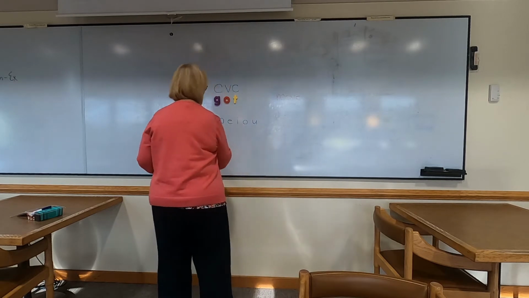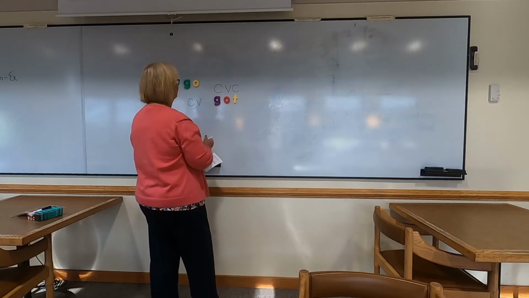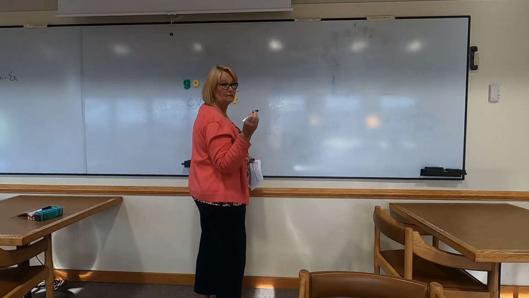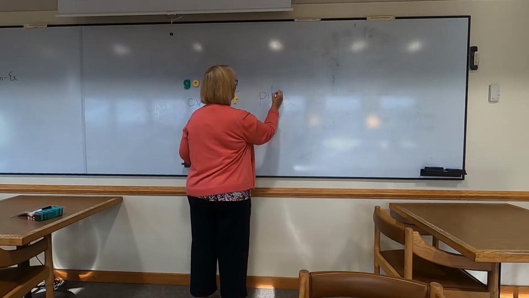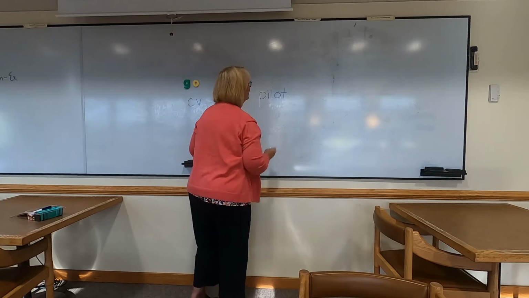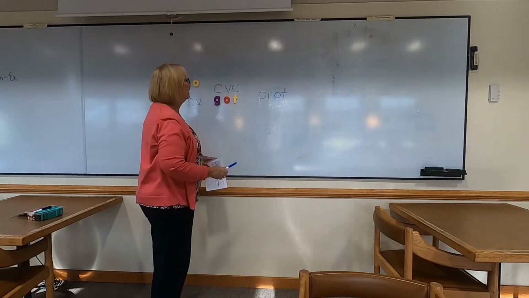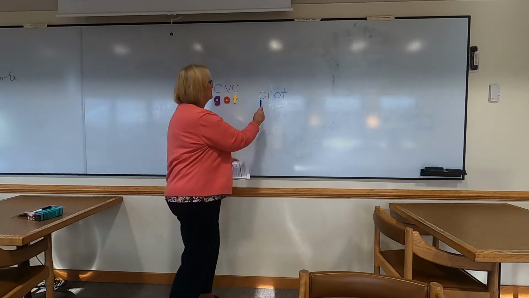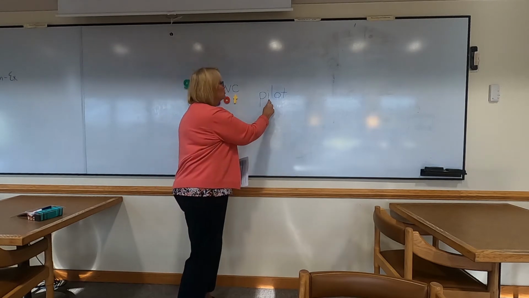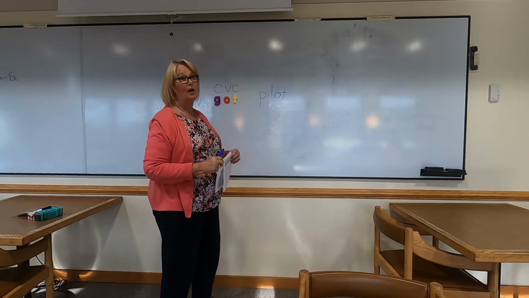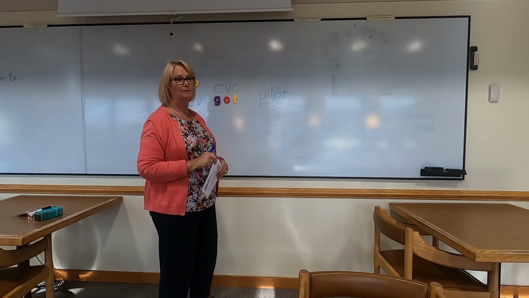So the first word that we're going to look at is this word right here. If you know it, you can say it out loud. But if you don't know it, I'm going to show you how you can figure out what that word is. Okay? So this word has 1, 2 vowels. Because it has 2 vowels, I know it's a 2-clap word, or it has 2 syllables.